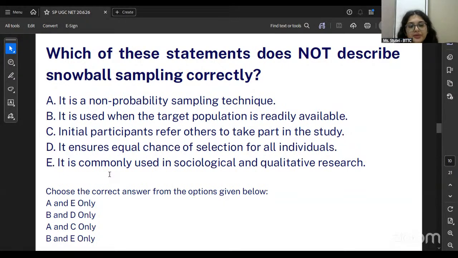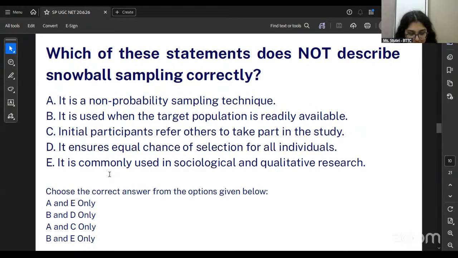Sometimes what happens is we tend to misread the question. Even if it clearly says here that which of these statements do not describe, our brain tends to, or at least my brain tends to sometimes read which of these statements do describe, so I end up skipping the word not. So I suggest don't make mistakes like me. Try to read the question very, very carefully and see what it is asking.